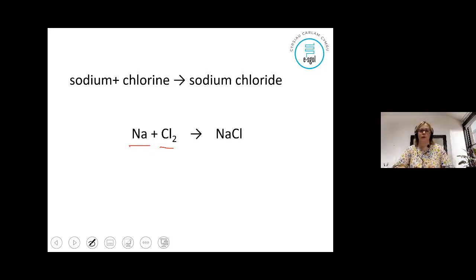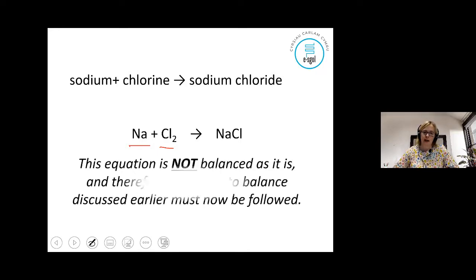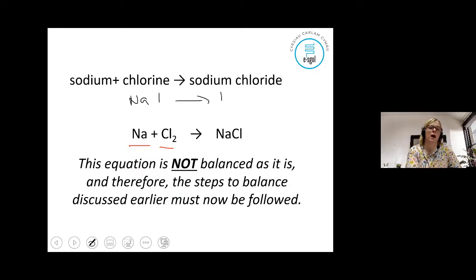The formula, therefore, of sodium chloride is NaCl. If you look at it then, this equation is not balanced, however, because if you do the counting game quickly, you've got 1 sodium on that side, and we've got 1 on that side. So far, no problem. However, if you look at the chlorines, I've got 2 that side, and suddenly I've only got 1. Well, that cannot be allowed.